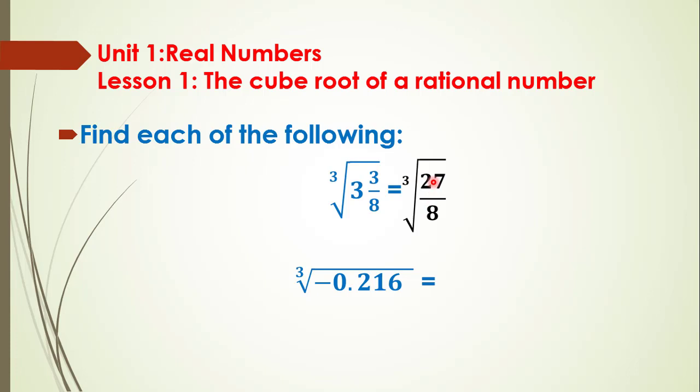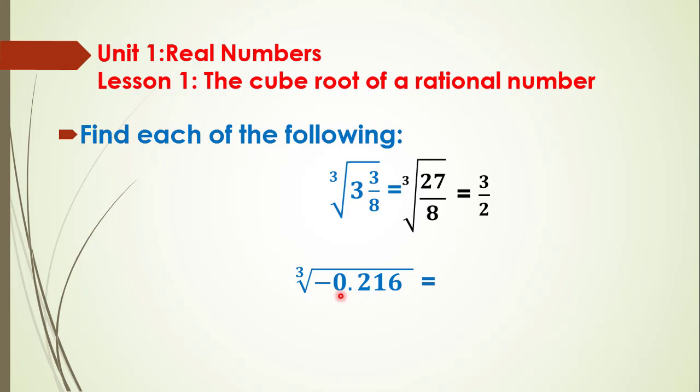The cube root of 27 over the cube root of 8. So, okay, let's solve. The cube root of 27 is 3. The cube root of 8 is 2, so the result will be 3 over 2. Let's move to the next one. The cube root of negative 0.216.